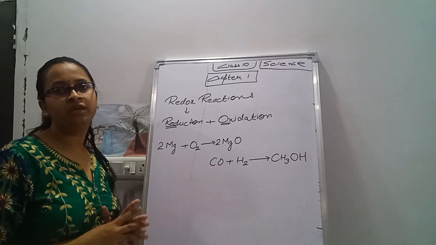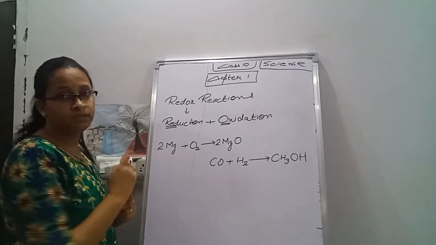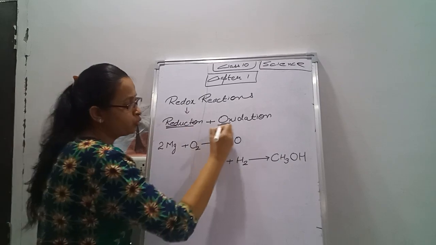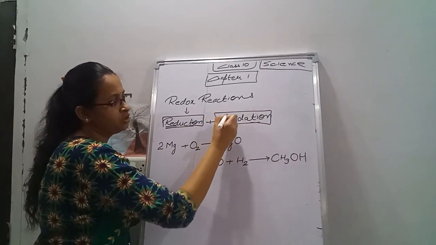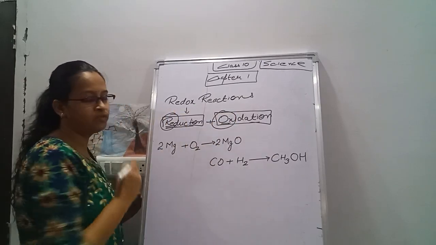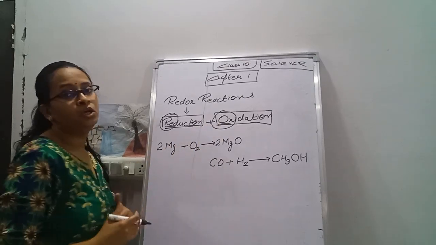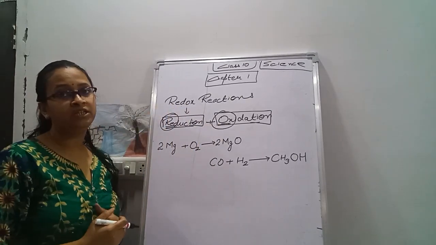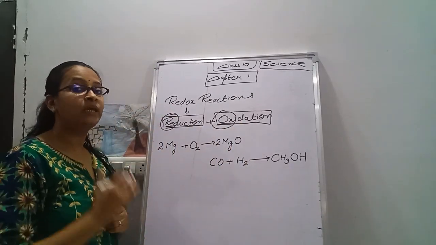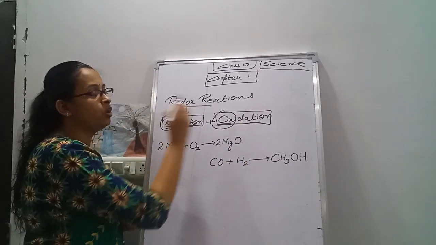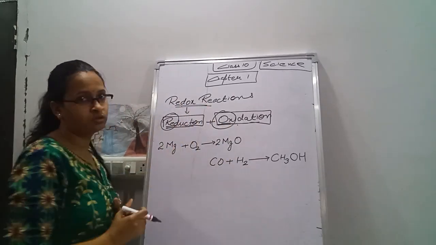Students, today we are proceeding with our next topic, that is redox reaction. This word redox is made up of two words: reduction and oxidation. From reduction we have taken RED and from oxidation we have taken OX. So basically redox is the combination of two reactions, reduction and oxidation. It is very important to understand reduction and oxidation reactions to understand the redox reaction.